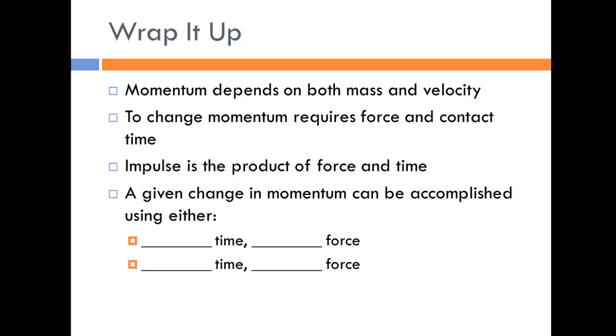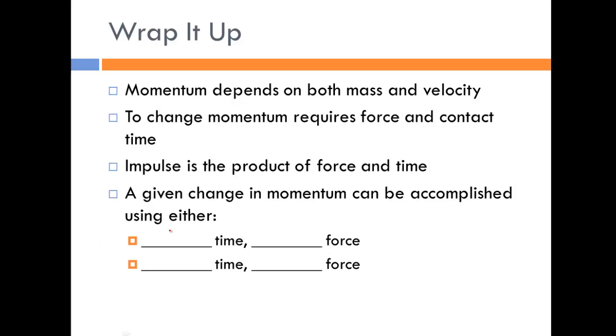All right, so wrap it up. Momentum, we've learned it depends on mass and velocity, and it's just a simple product of the two. It is a vector. Units are kilograms times meters over seconds. To change momentum, it requires a force, and it also requires contact time. The longer the contact time for a given force, the bigger the change in momentum is going to be. Impulse is a term we use to describe the product of the force and the time interval.